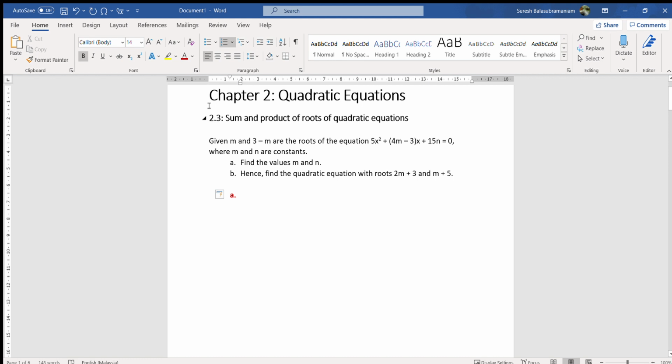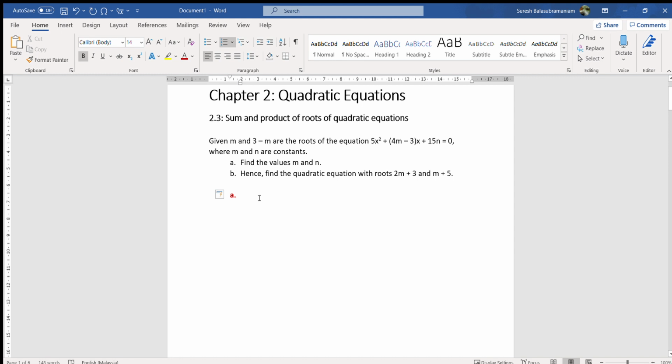First question. Given m and 3 minus m are the roots of the equation 5x squared plus (4m minus 3)x plus 15n equals 0, where m and n are constants, find the values of m and n. So we are given the two roots, m and 3 minus m, and the quadratic equation, and the question asks us to find the values of m and n.